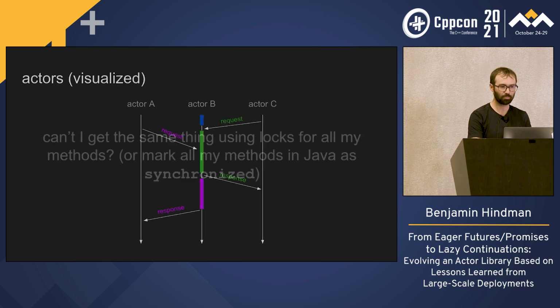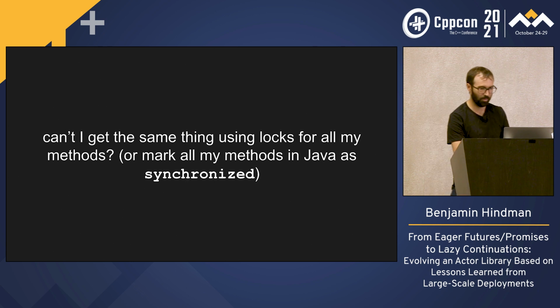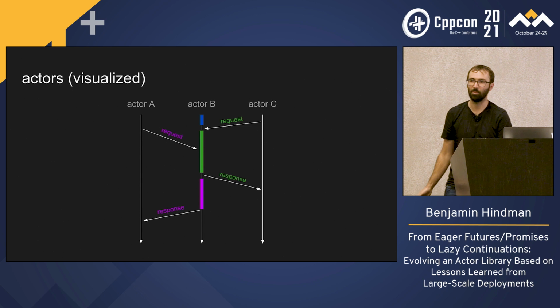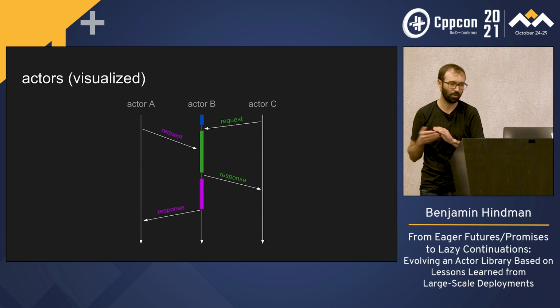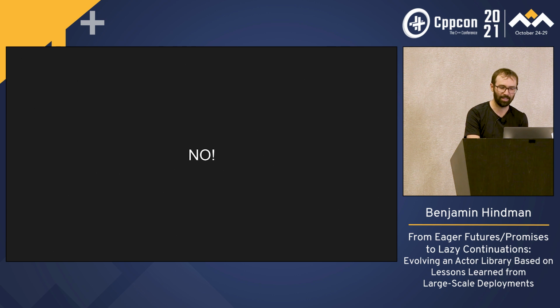Okay? All right. So I get this question all the time when I talk about actors, and actors were a key part of the old library and the new library. The question is, can't I just get the same thing if I use locks for all my methods? Can I just put locks around every single method and ultimately get exactly the same thing? I process one thing at a time. Or in Java, if I just put synchronized on every method. And the answer is no, at least not without doing a bunch of other work.